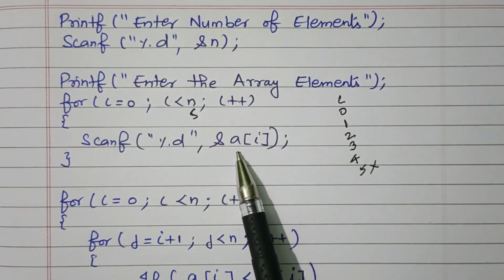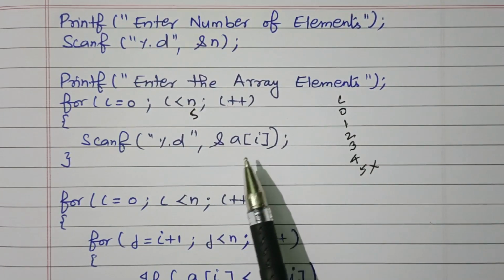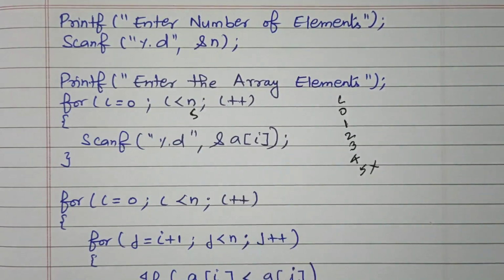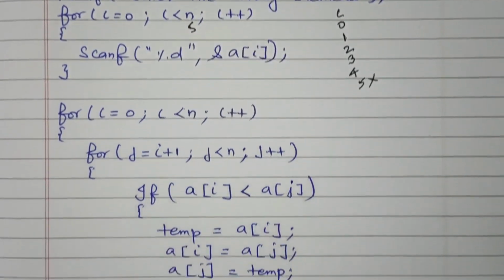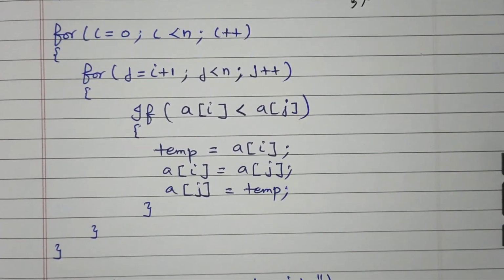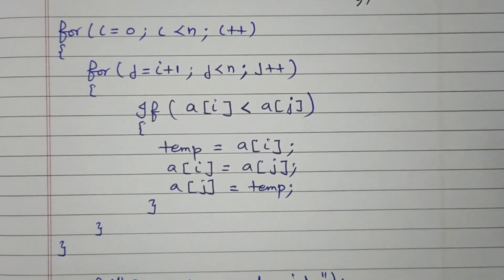A of 0, A of 1, A of 2, A of 3 and A of 4. Right. Now we got the array elements also. Now we can go for the comparison. First number is compared with second number, third number. Like that we can go for the comparison process.